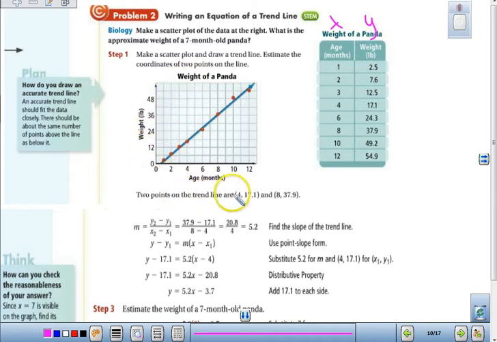They put the label of each axis. They put their scale going up by 2s. Here it looks like they're going up by 6 pounds for our weight. And after 12 months, that panda is right about 55 pounds. So you had to kind of decide on a scale that you were going to use. They plotted the points, and then you want to take your ruler and draw a line.